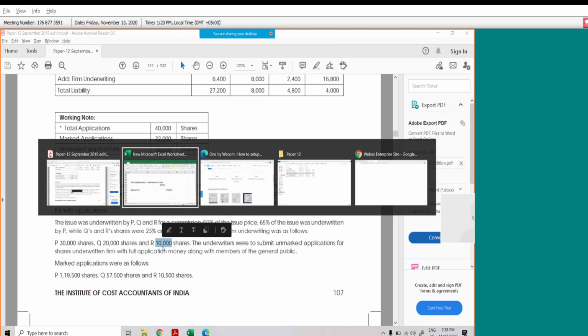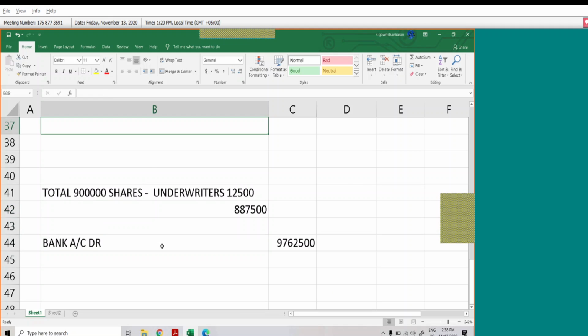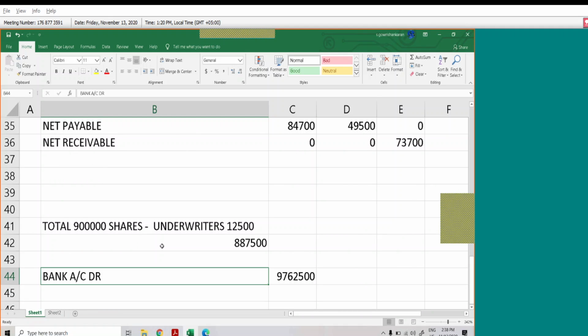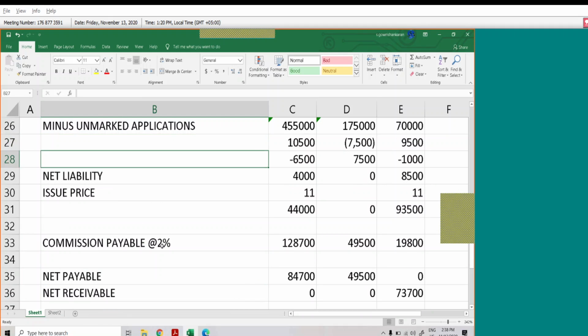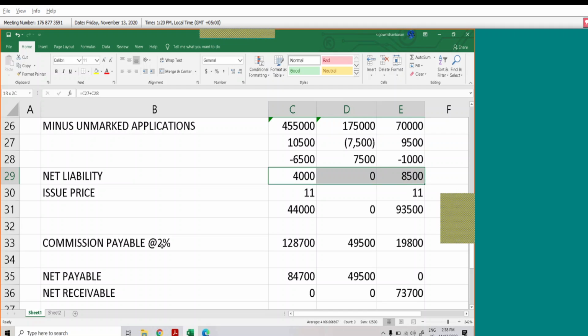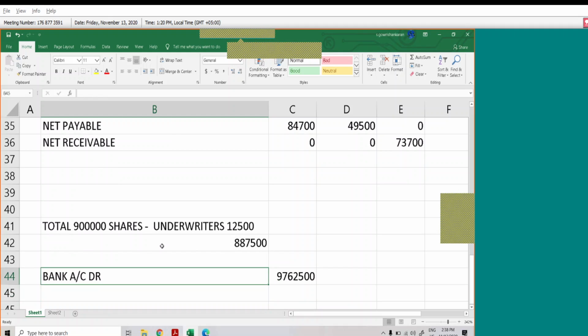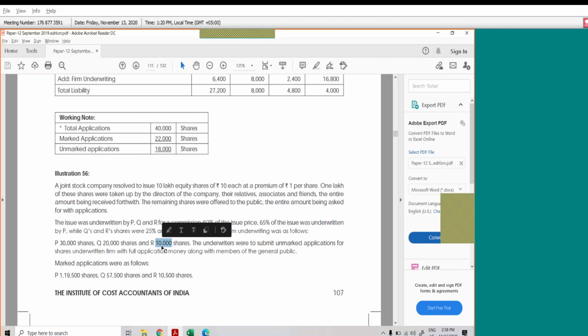How did we get 12,500 for underwriters? Is it there in our workings? Ultimately, net liability is how much? Net liability, you see, 4,000 for P and 8,500 for R. 4,000 plus 8,500 equal to 12,500. That is the net liability for P and R. So underwriters 12,500 deducted. Balance 8,07,500.